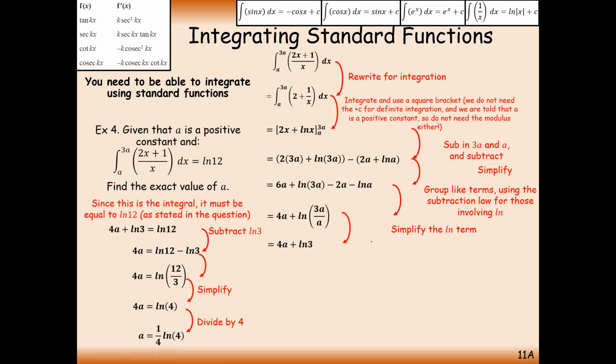Using the logarithm rules, a can also be written as log of 4 to the power of a quarter. Now the power of a quarter means the fourth root of 4, which means that we know what the square root of 4 is, and a square root of a square root will mean log of 2.